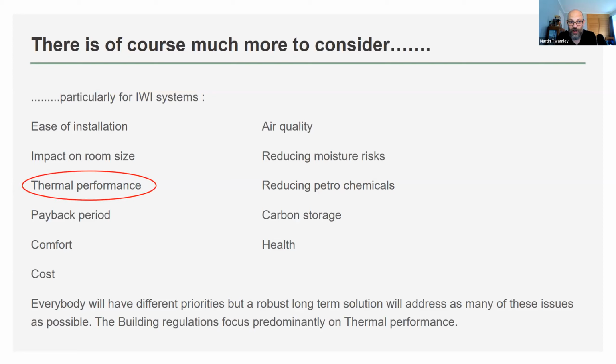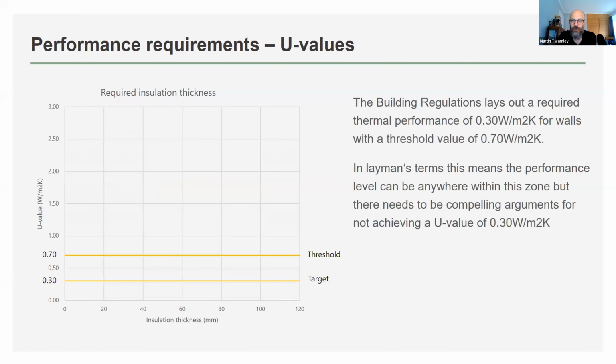Building regulations, for example, pretty much focus on thermal performance, and I'll focus this a bit on retrofit because that's where it's really relevant. So if we're thinking about what we have to achieve with a retrofit project in terms of thermal performance, the building regs will be looking for us to achieve a U value in our external wall fabric, for example, of 0.3.